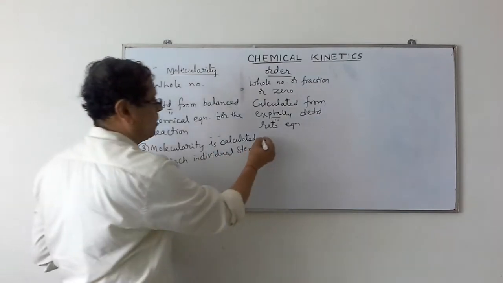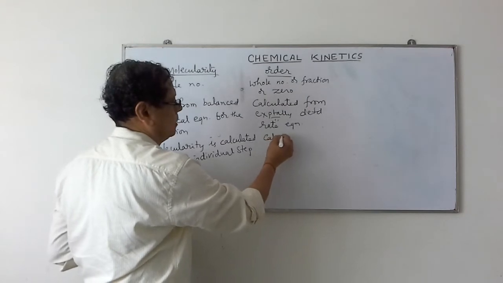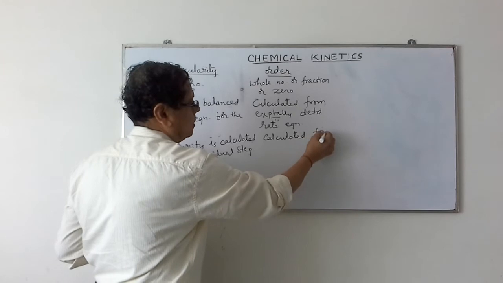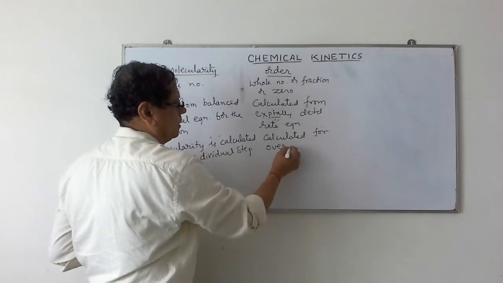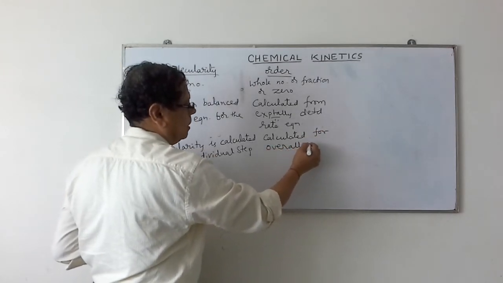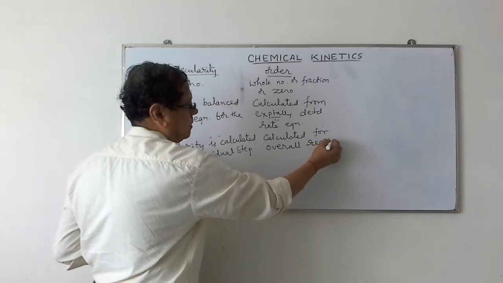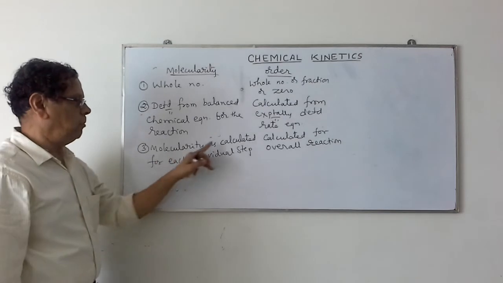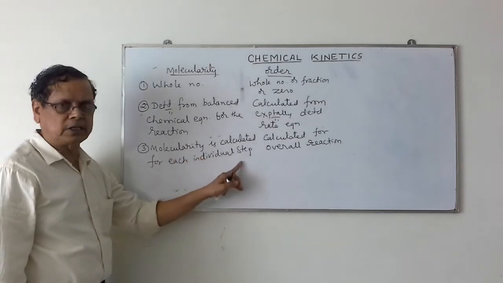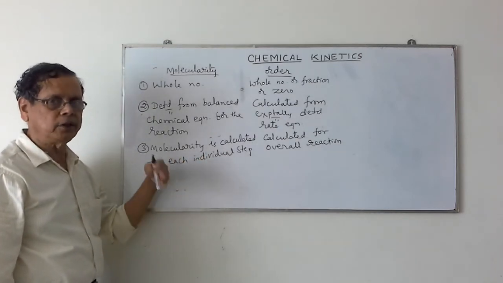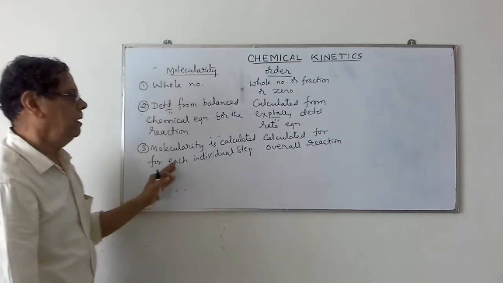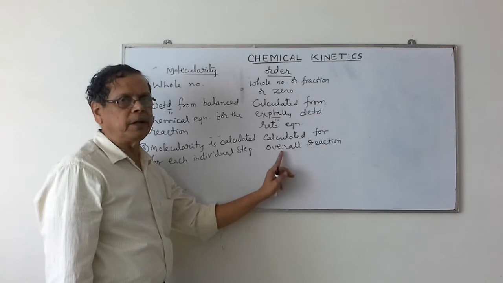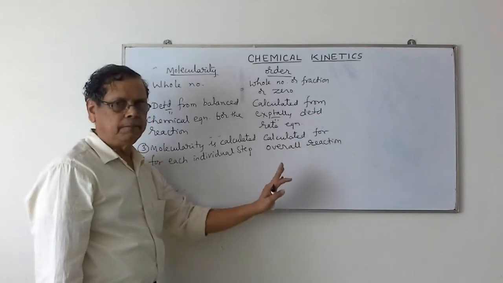But order is calculated for overall reaction. Now you remember one more thing. Once you calculate the molecularity for individual step, it cannot be applied for the overall reaction. That's why it is applicable for only individual steps, while order is applicable for the overall reaction.